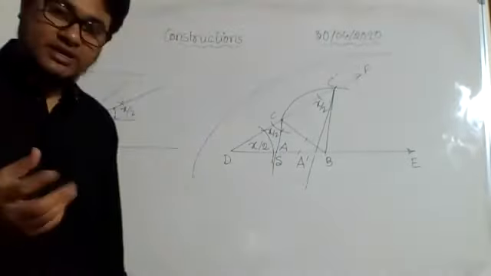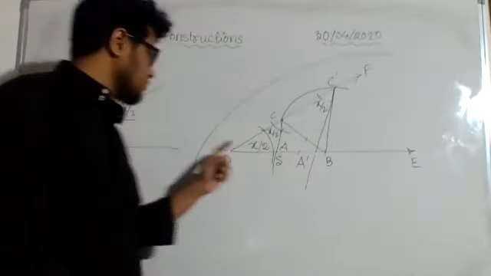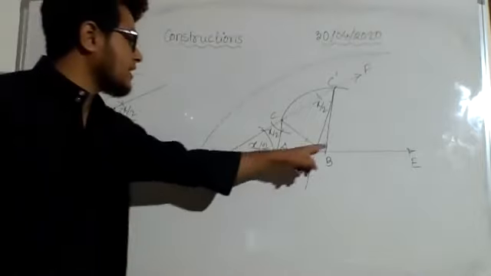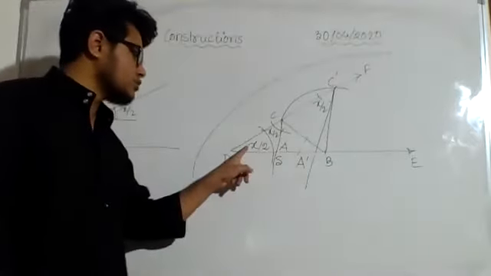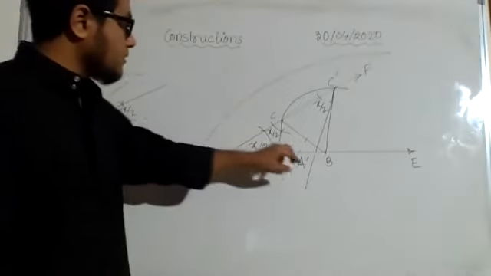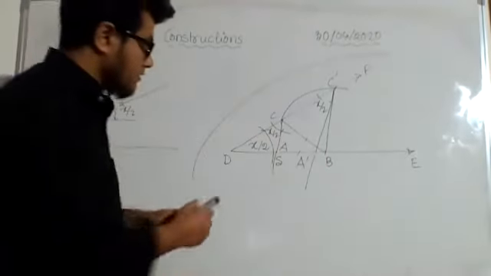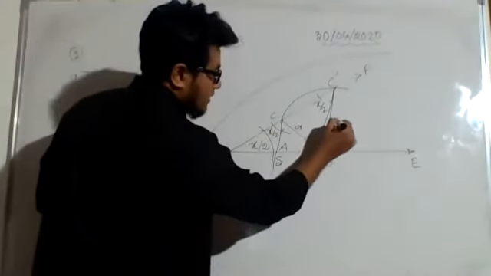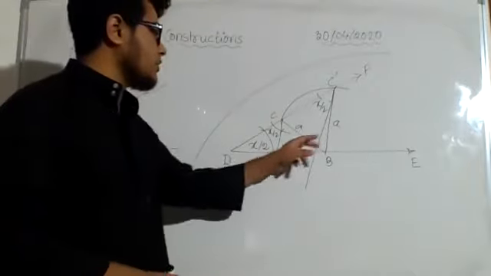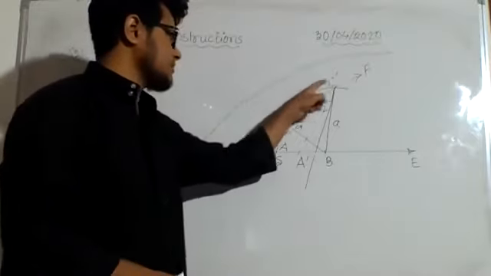Let me tell you the steps again. From any ray DE, we get DB equal to S. Then at D we draw an angle BDF which is equal to x by 2. Then taking B as center and radius equal to A, DC and DC prime are equal to A. Taking radius equal to A, we draw an arc which intersects DF at C and C prime points.